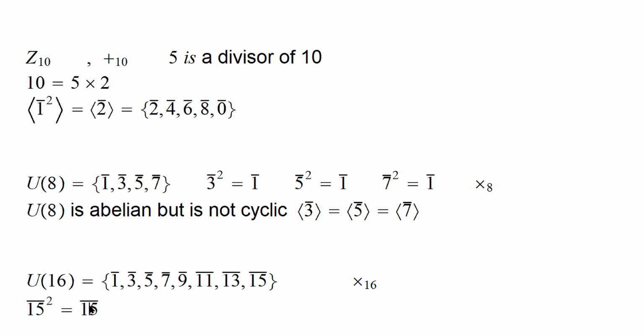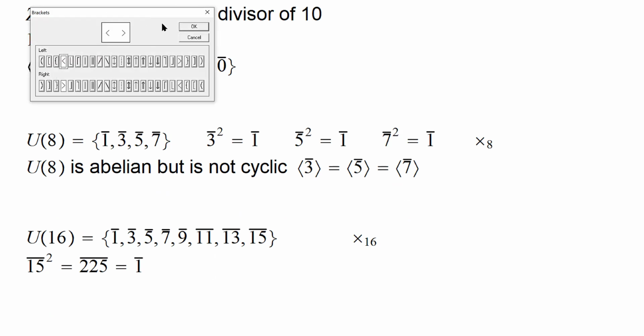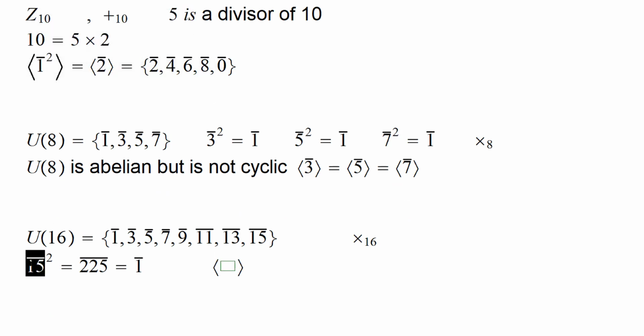225, right? Okay, 225, and if you divide 225 by 16, you shall see that 1 is the remainder. Okay, so you can see we have one subgroup of order 2, and who is that? That's the subgroup generated by 15. Okay, and let's look at, for instance, 3 squared.